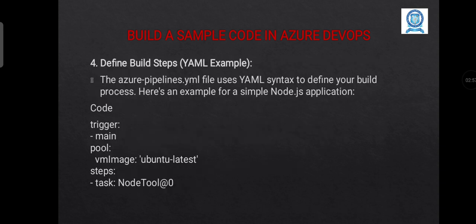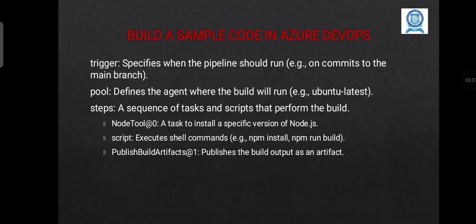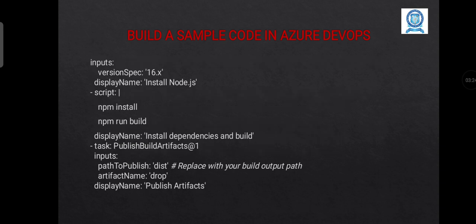Then in the steps, we can define the list of tasks we want to perform. For example, NodeTool@0. This is a task to install a specific version of Node.js. Script to execute shell commands. PublishBuildArtifacts@1. This is the task to publish the build output as an artifact. Then for every task, we can define inputs, we can define the display name, etc.